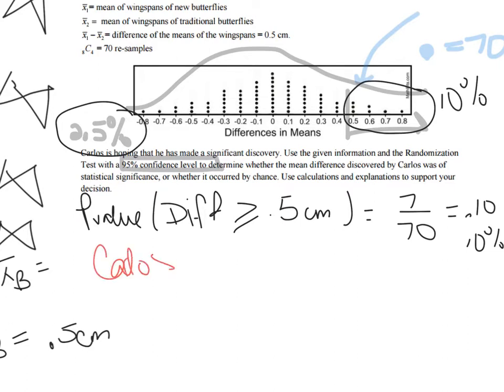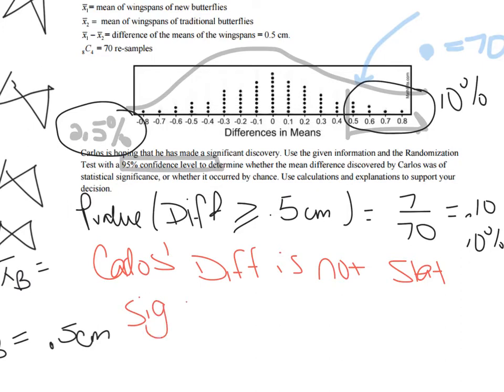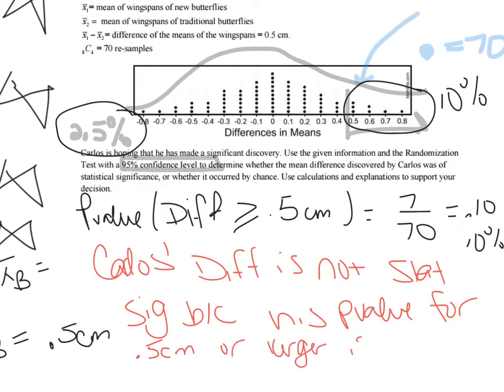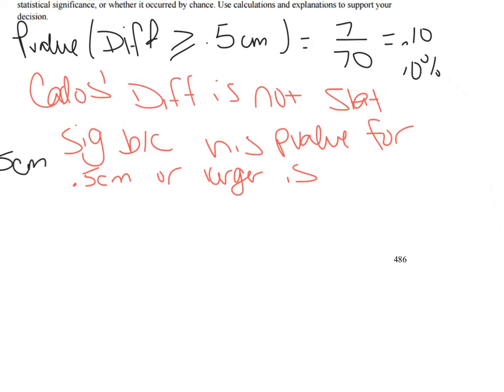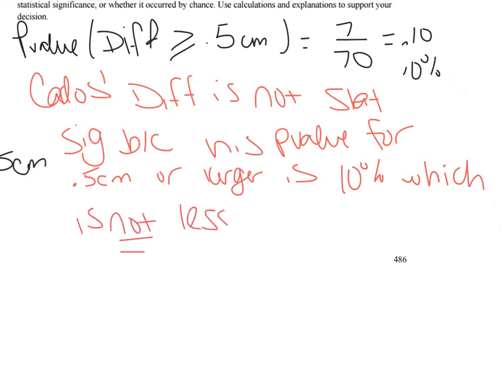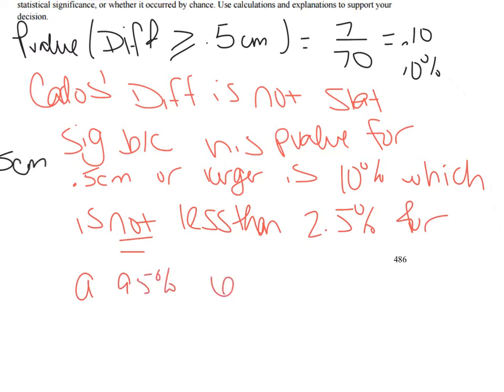Carlos's difference is not statistically significant, stat sig, because his p-value for 0.5 centimeters or larger is 10%, which is not less than 2.5% for a 95% confidence level.